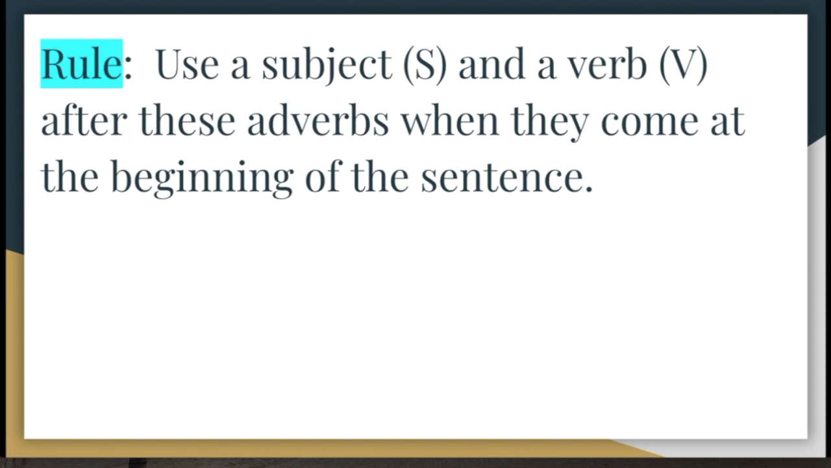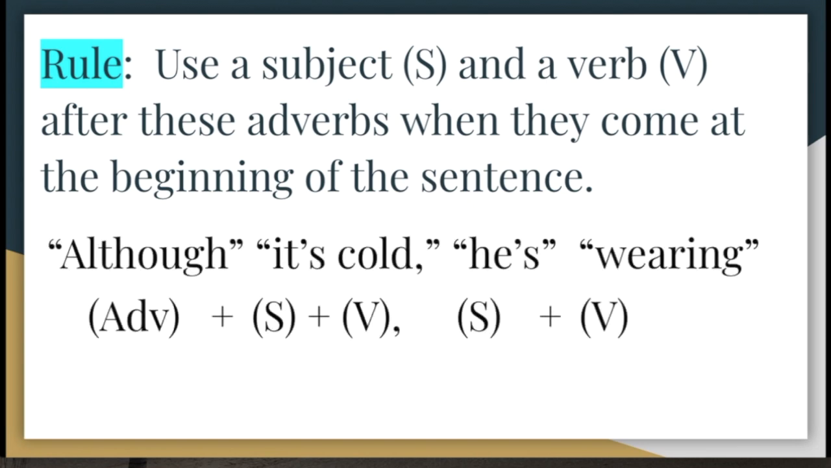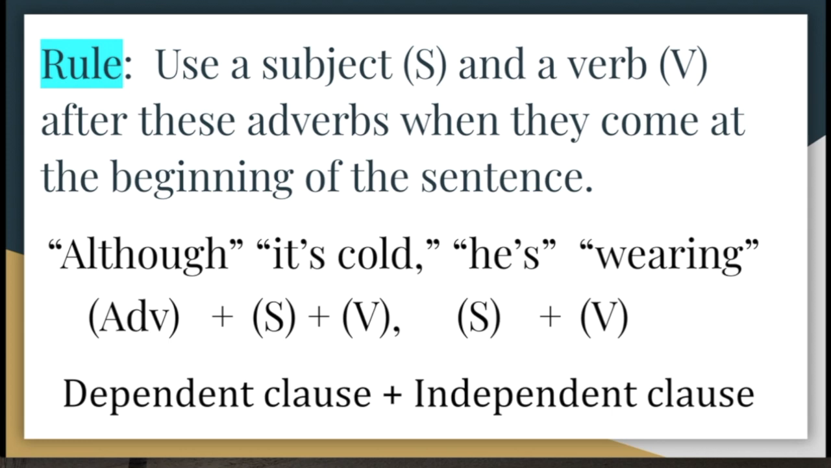Let's look at this rule. Use a subject and a verb after these adverbs when they come at the beginning of the sentence. So we have although, and then we have it, which is the subject, and then is the verb. And then we have comma, and we have another subject, he, and then is wearing, the verb. So it's adverb plus subject plus verb, and then the object, if you have an object, and then comma, subject plus verb, and then an object. Notice the first clause is dependent, and the second one is independent.